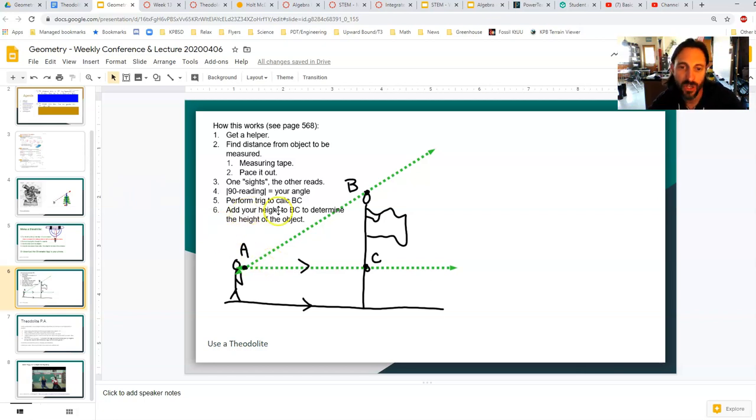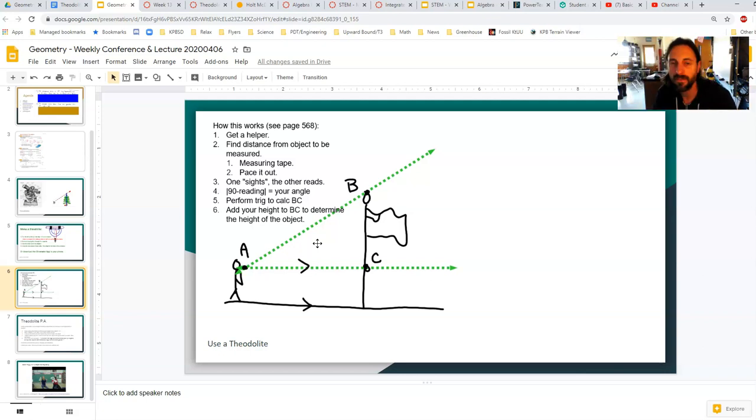Now, perform trig to calculate BC. I'm just going to use a sticky note. You guys love sticky notes, right? If I'm standing at A and I want to know BC, BC is the opposite side, and I know the adjacent side. So opposite over adjacent is tangent. The tangent of my angle, which was actually 40 degrees, because the reading was 50 but 90 minus 50 is 40, equals BC over 25, let's say I was standing 25 feet away from the object. It would look something like that.